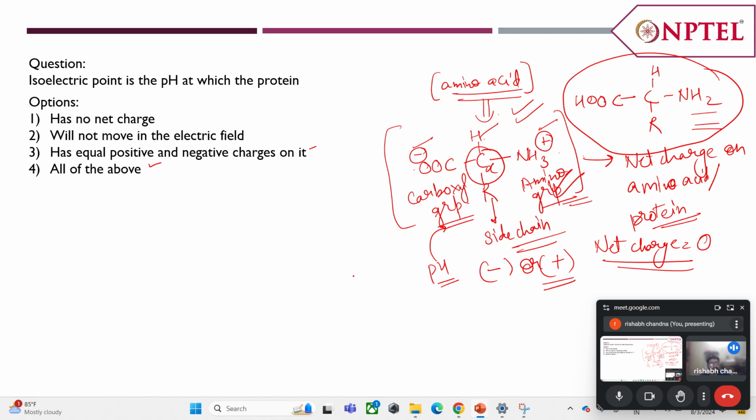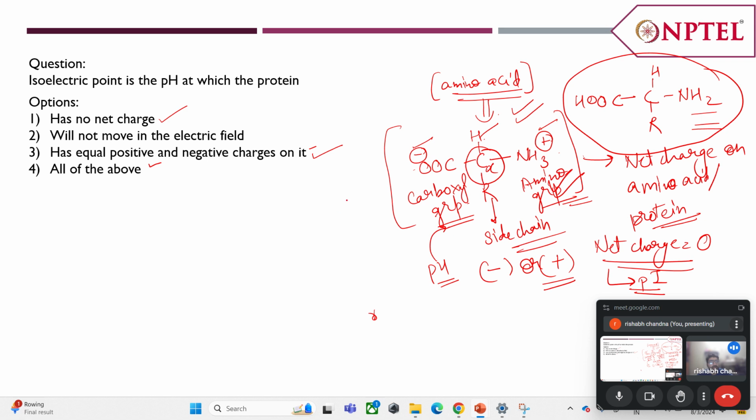So the concept of pI comes when the net charge on the protein is zero, which is called the isoelectric point. The pH at which the net charge on an amino acid or on a protein is zero is called the isoelectric point. That means it will have both positive as well as negative charges in equal ratio. So yes, it has no net negative charge, no net charge, and equivalent negative and positive charges on it.